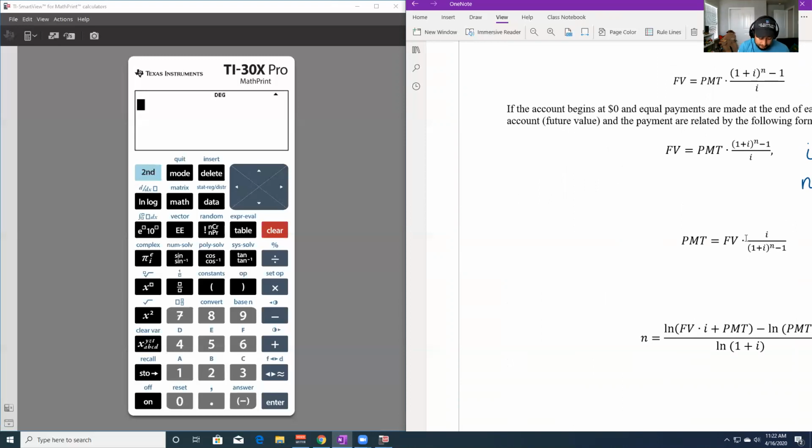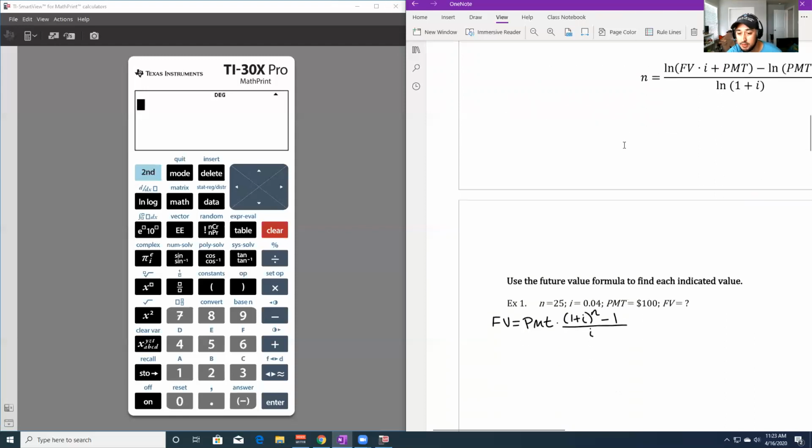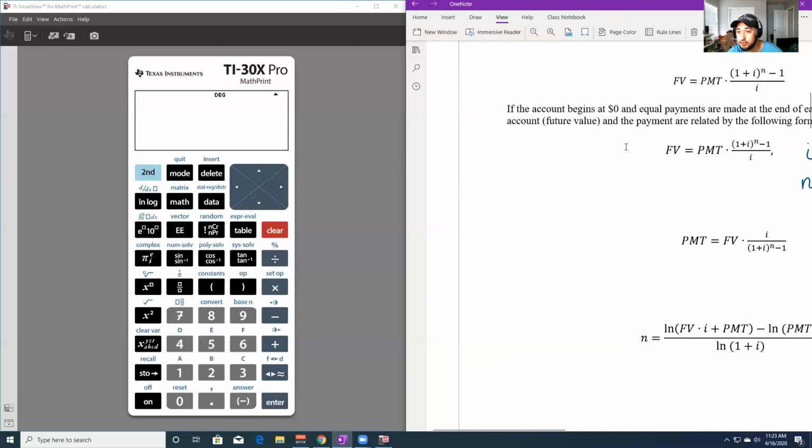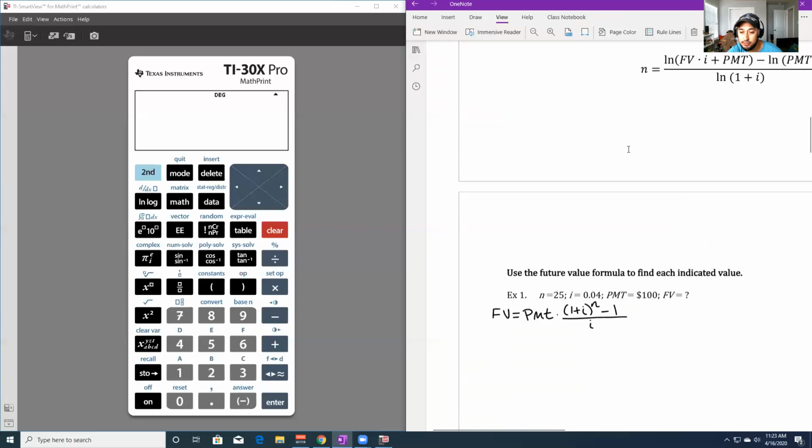Ugh, I know it's a lot. All right, I'm going to write it on the example down below, so give me a second. So we will be using future value equals payment times 1 plus I to the n minus 1 over I. Okay, now let's go down. That formula should be there. Just making sure it's right. 1 plus I to the n minus 1 over I.